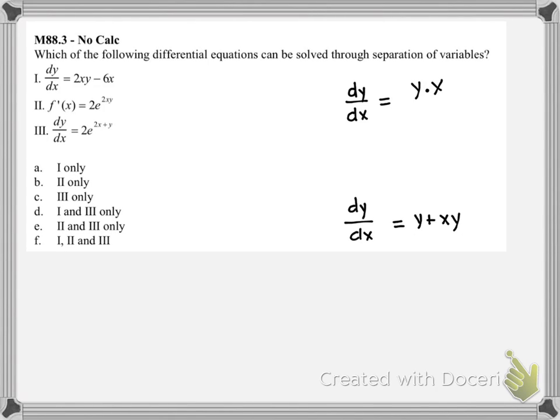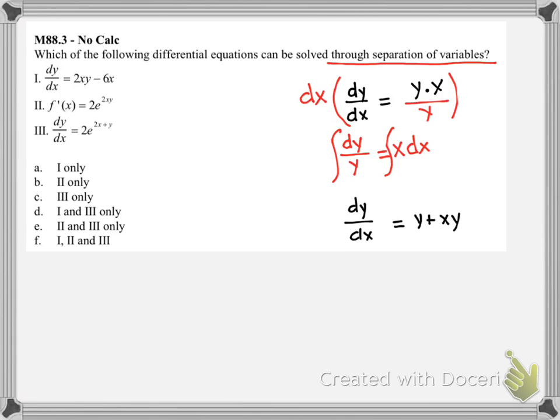In this question, you've been asked to determine which of the following differential equations can be solved through separation of variables, which really just means solving it algebraically. So let's look at a couple examples here. If we had dy/dx equals y times x, we could separate by multiplying the left side by dx and dividing everything by y. So we'd have dy over y equals x dx. Now we could integrate both sides because the x and y are separate.